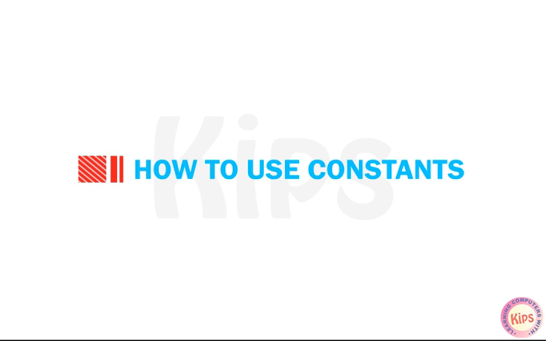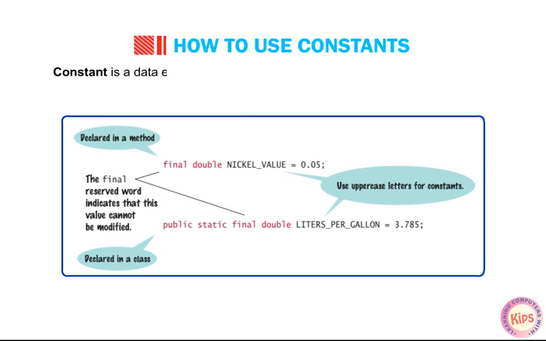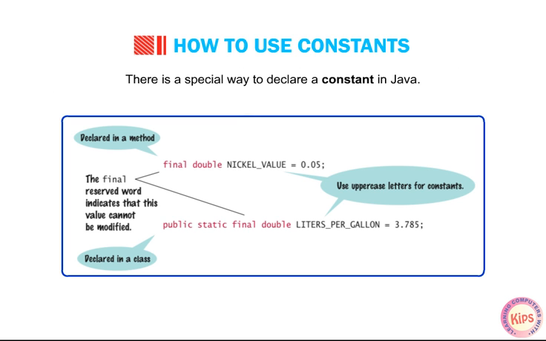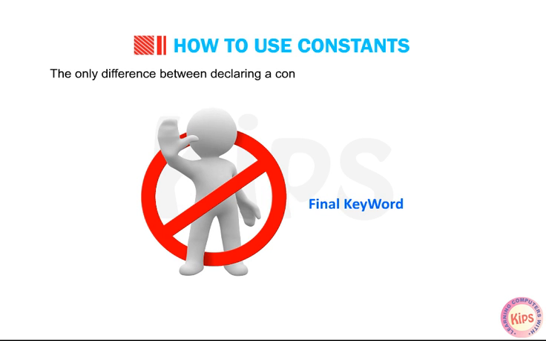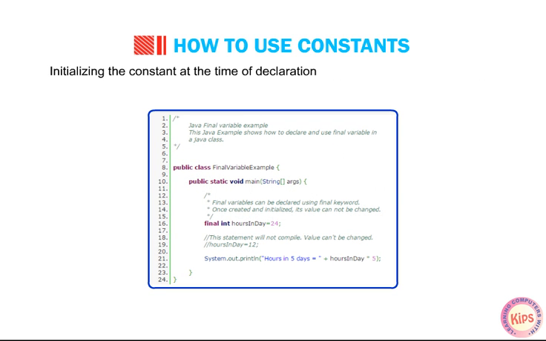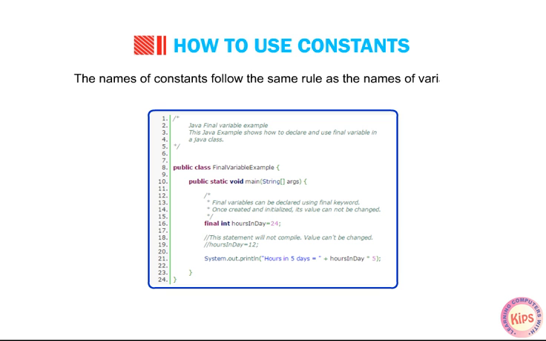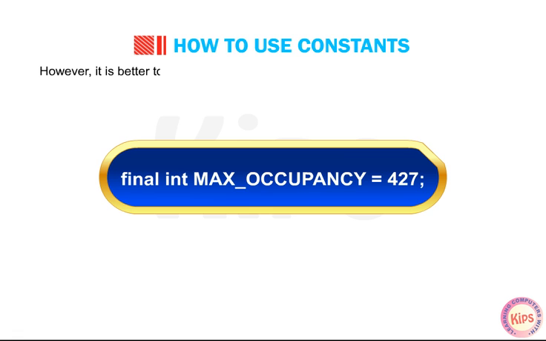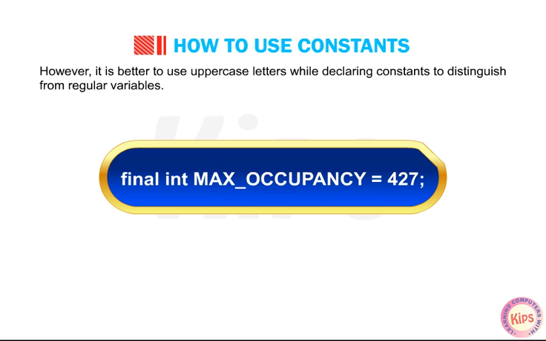Alright, let me tell you how to use constants. A constant is a data element whose values remain unchanged during the course of a program. There is a special way to declare a constant in Java. The only difference between declaring a constant and declaring a variable is the use of the keyword final. Initializing the constant at the time of declaration is mandatory as a value cannot be assigned later. The names of constants follow the same rules as the names of variables. However, it is better to use uppercase letters while declaring constants to distinguish them from regular variables.